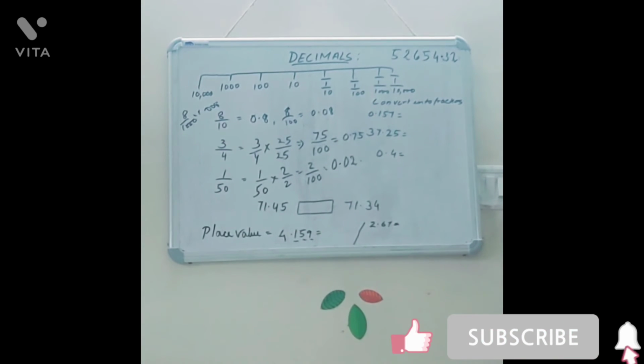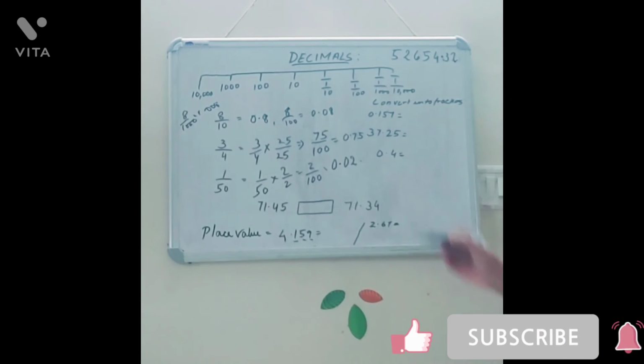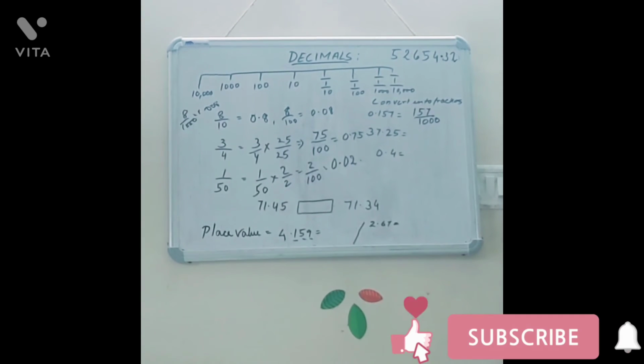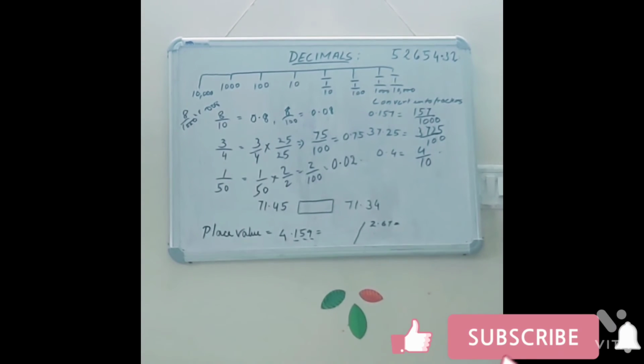So 0.02. Now different kinds of sums: convert into fractions. Here I have given you some decimals which we are supposed to change into fractions. In number 1, 0.157, the decimal is before 3 numbers. So how many zeros are we going to put? We are going to put 3 zeros. So the answer will be 157 by 1000. Now 37.25. The answer will be 3725 by 100, by 100 because the decimal is before 2 numbers. 0.4 will become 4 by 10. And in this way we can convert decimals into fractions.